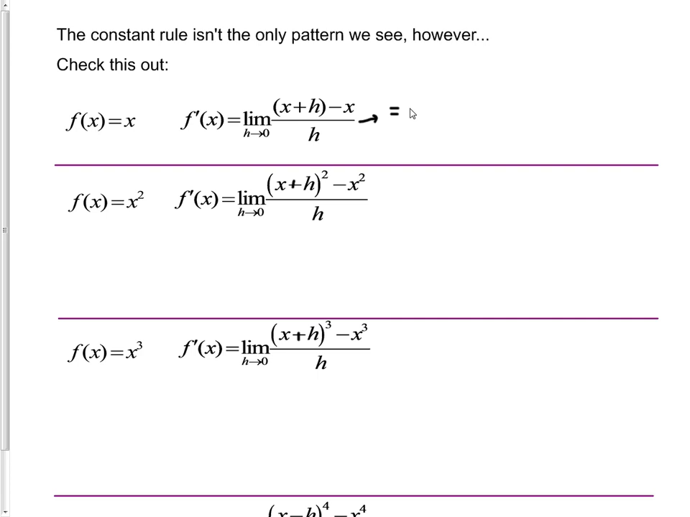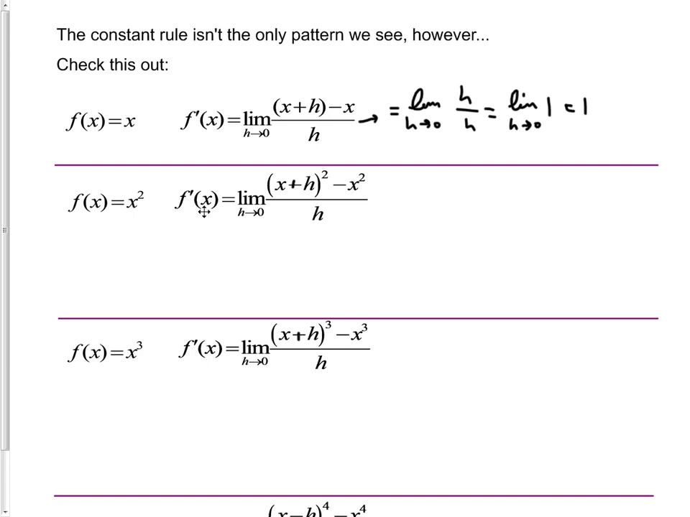We would say that this derivative would be the limit as h approaches 0 of, well, let's see, x plus h minus x is just h, over h. And we know that limit comes out to be the limit as h approaches 0 of 1, and that's 1, right? Because the limit of a constant is always a constant. In this case, that constant is 1. So, all right, if f of x is equal to x, f prime of x is equal to 1. Is there another pattern right here?